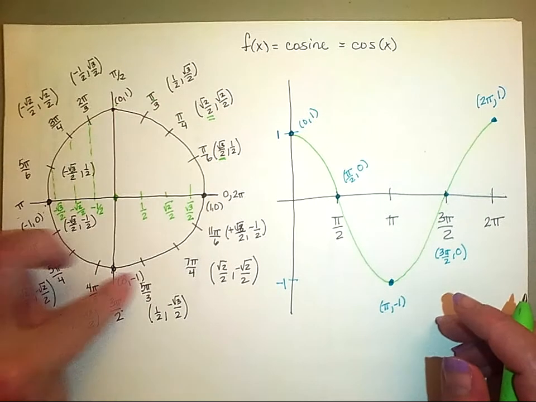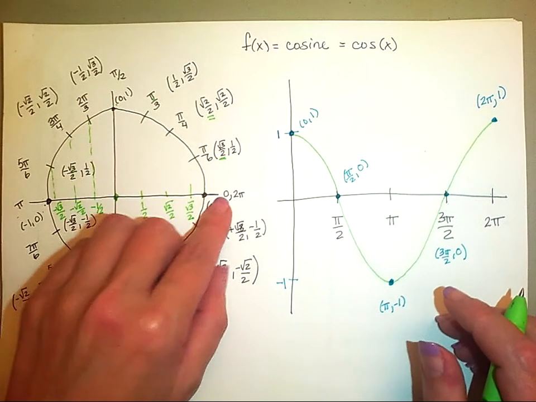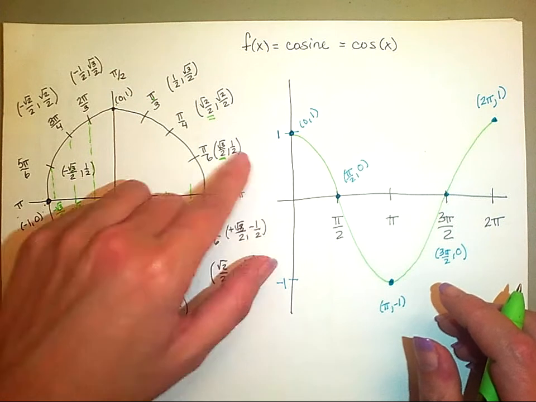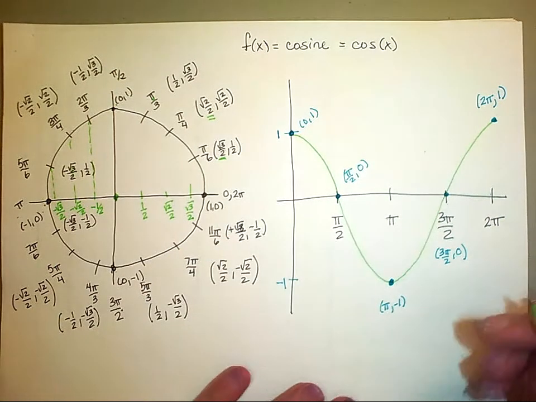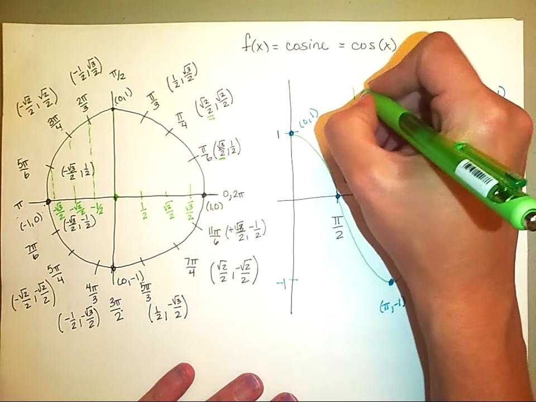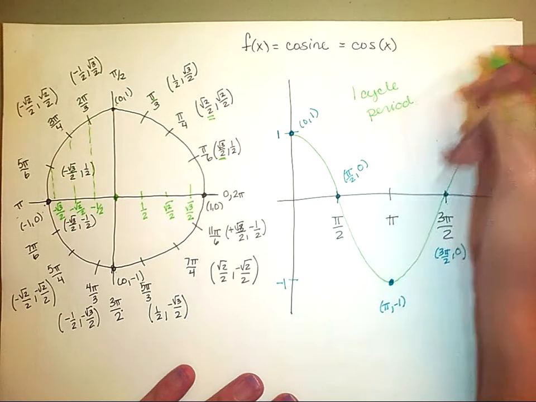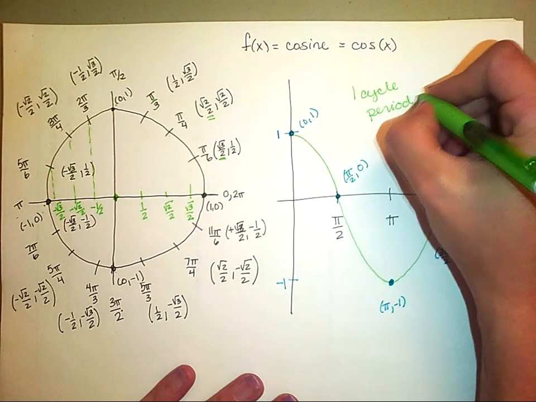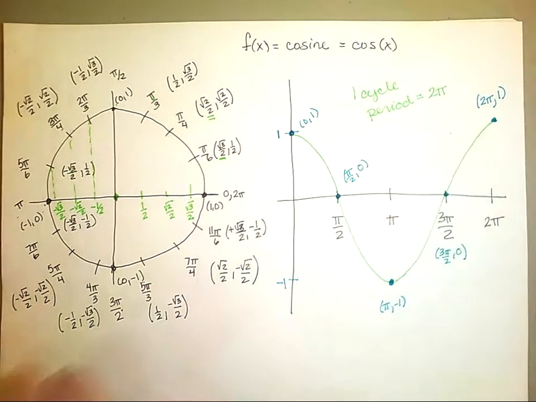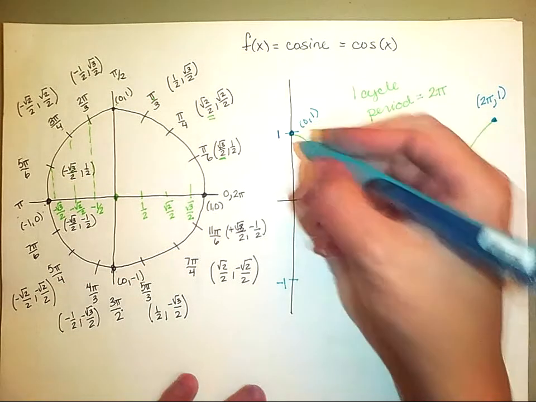And so that is one cycle of the cosine. If we would go again from 2 pi to 4 pi, the same exact shape would occur. Okay? So this is one cycle of the cosine. Its period is the same as the sine. It is 2 pi. And it has the same amplitude.